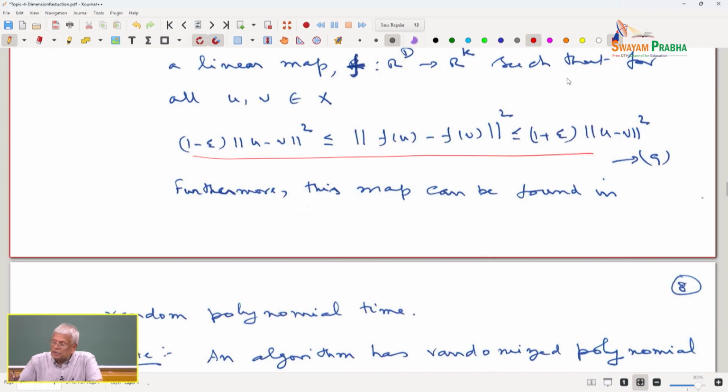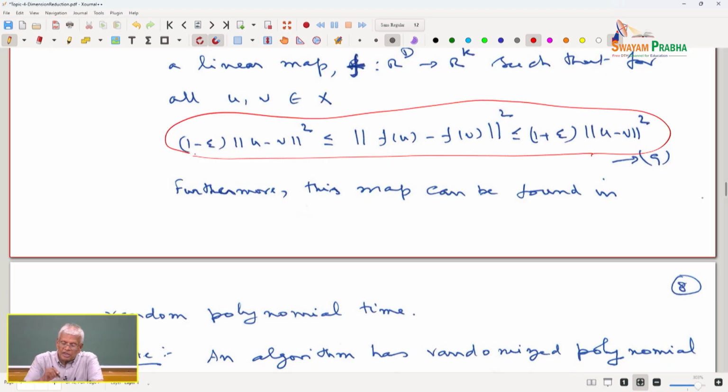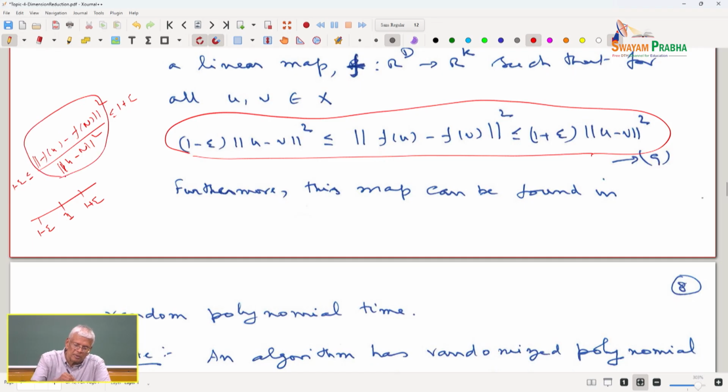Now please understand, this is a probabilistic statement. So this is an event happening. So I need to be able to compute the probability of this event happening. So look at this now. If I took the ratio of f of u minus f of v whole square divided by u minus v whole square, it lies between 1 minus epsilon and 1 plus epsilon. This ratio is a random variable because the numerator is random.